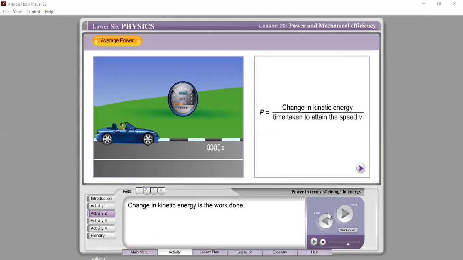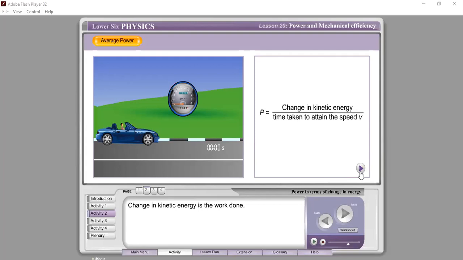Okay, so instantaneous power, what is meant by instantaneous power? That means the power at that moment. So maybe sometimes we are fast, sometimes slow. Instantaneous means at that time, at a specific time only, not the whole duration. Average means the whole duration.